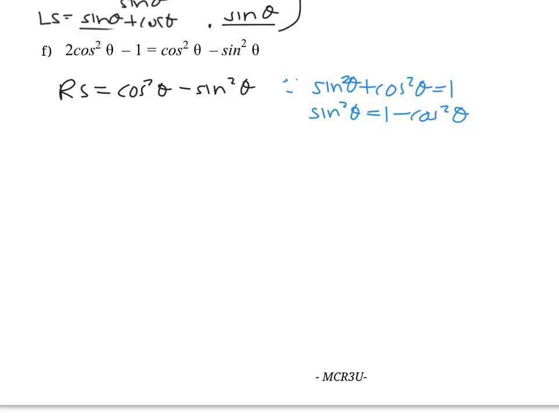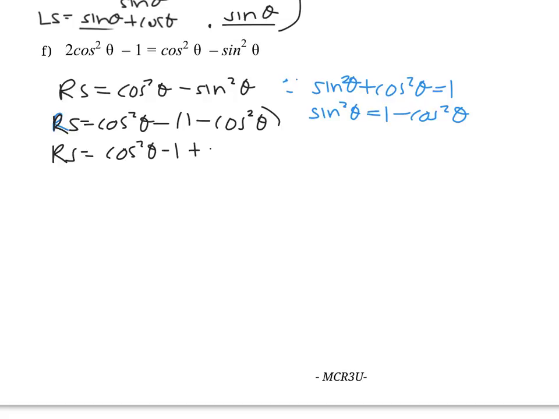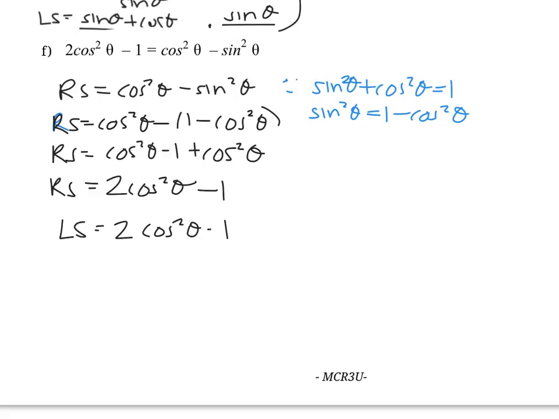So I've got my right side is going to equal, leave the cos squared alone because our left side has cos in it, minus, and now I'm going to replace sine squared theta with 1 minus cos squared theta. So our right side is going to be cos squared theta minus 1 plus cos squared theta. So this is going to simplify to cos squared theta plus cos squared theta is 2 cos squared theta. And then I have minus 1. And that happens to be exactly what my left side is. My left side is 2 cos squared theta minus 1. So therefore, our left side is equal to our right side, and we are done.